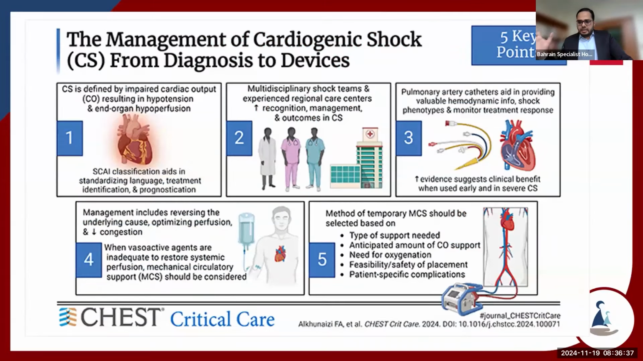Now, summarizing, these are the key points for the day. Cardiogenic shock is defined by impaired cardiac output resulting in hypotension and end organ hypoperfusion. There is a classification, the SCAI classification A, B, C, D, E, ranging from at risk to extremis. A multidisciplinary team is usually required because these patients have multiple organ dysfunction: kidney dysfunction, liver dysfunction, respiratory, critical care, all these things are required. Pulmonary artery catheters can be used in a subset of patients with severe cardiogenic shock.